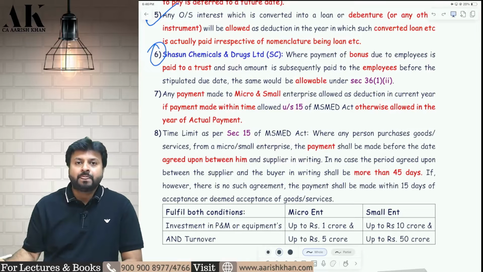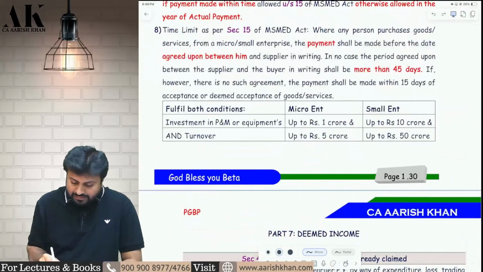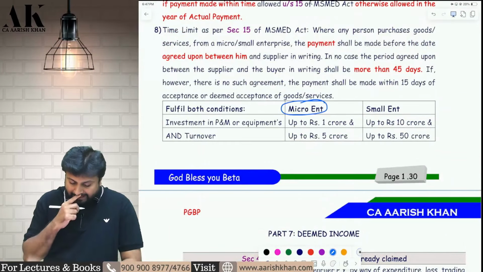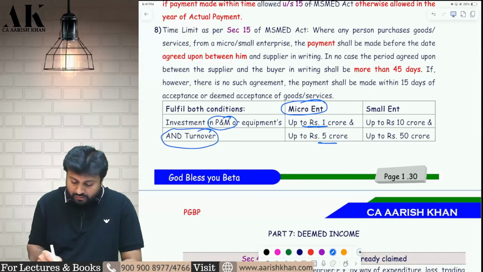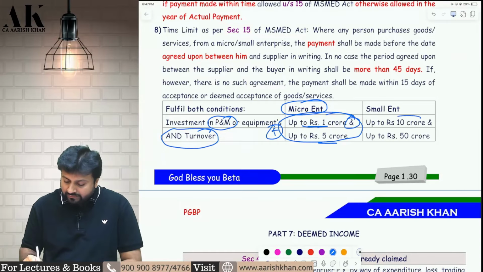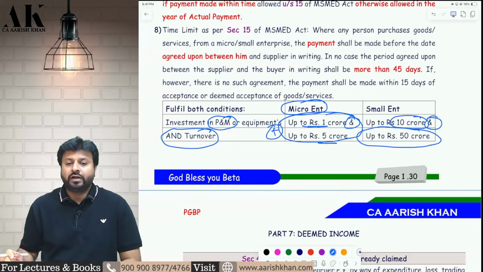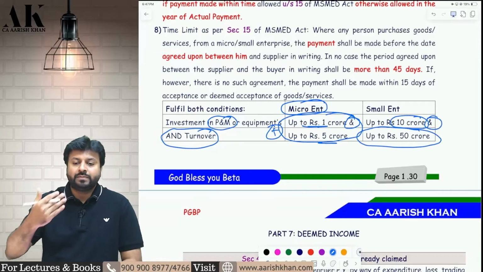First of all, we need to understand what we mean by micro and small enterprise. A micro enterprise is an enterprise that fulfills two conditions: investment in plant and machinery is up to 1 crore and turnover is up to 5 crore. If both the conditions are fulfilled, then the entity is a micro enterprise. What is a small enterprise? If the investment in plant and machinery is up to 10 crore and the second condition is also fulfilled, that the turnover is up to 50 crore, then the assessee will be called a small enterprise.